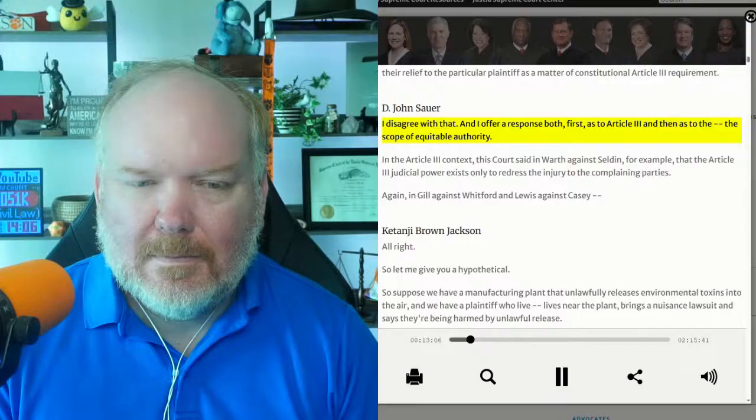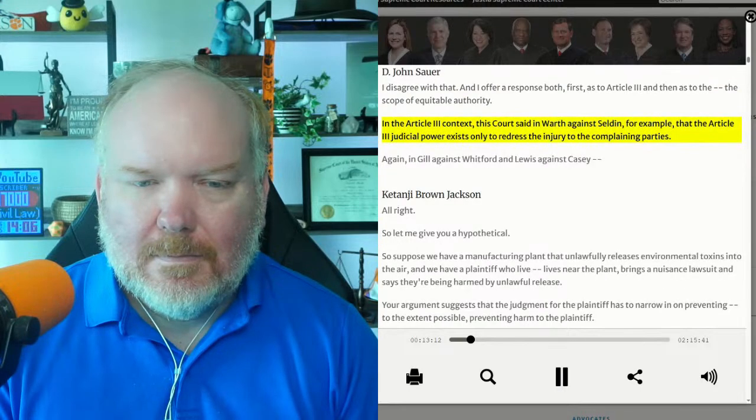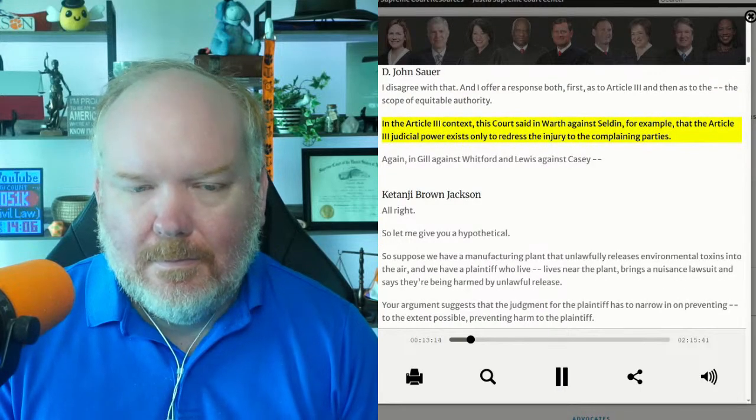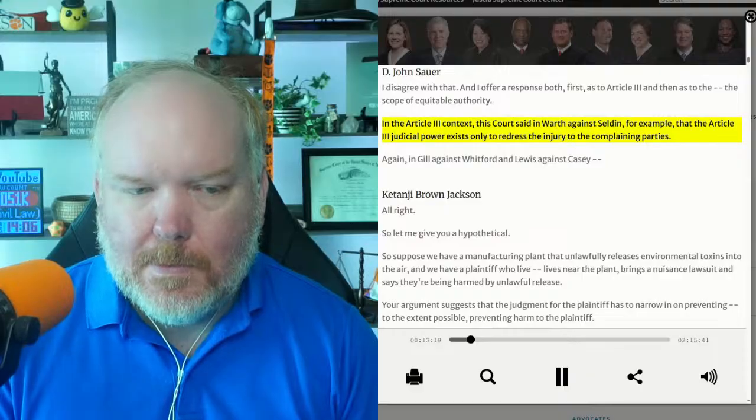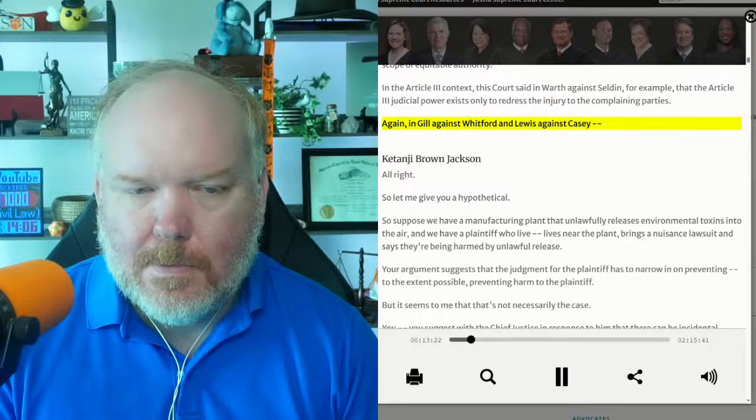I disagree with that, and I'd offer a response both first as to Article III and then as to the scope of equitable authority. In the Article III context, this Court said in Worth against Seldin, for example, that the Article III judicial power exists only to redress the injury to the complaining parties. Again, in Gill against Whitford and Lewis against Casey.